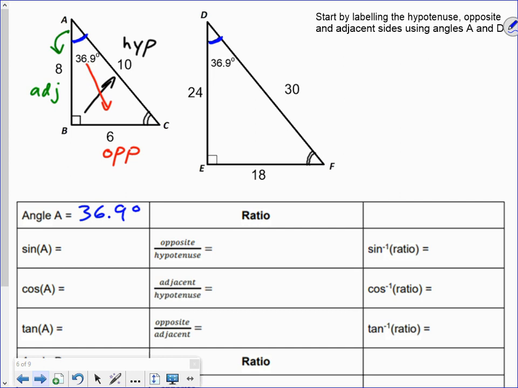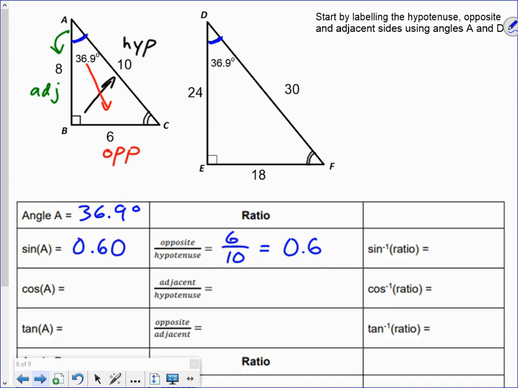If on our calculator we find the sine button and we do sine of 36.9 degrees and we hit equals, you should be getting 0.60. Okay. Now, in our triangle, if we take the length of the opposite side, which is 6, and we divide it by the length of the hypotenuse, 10, we get 0.6, which is the same as the sine of the angle.